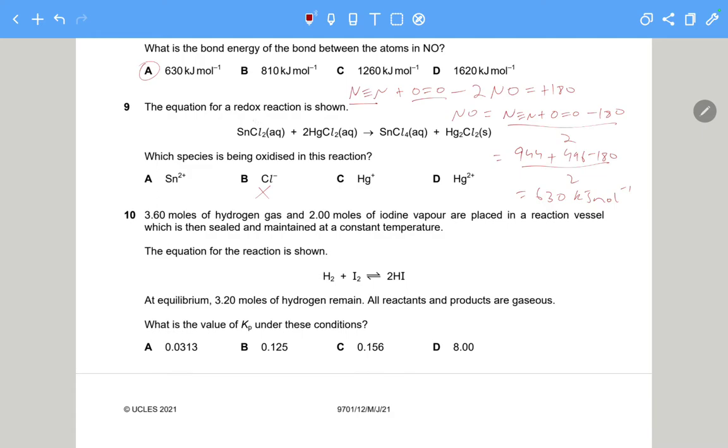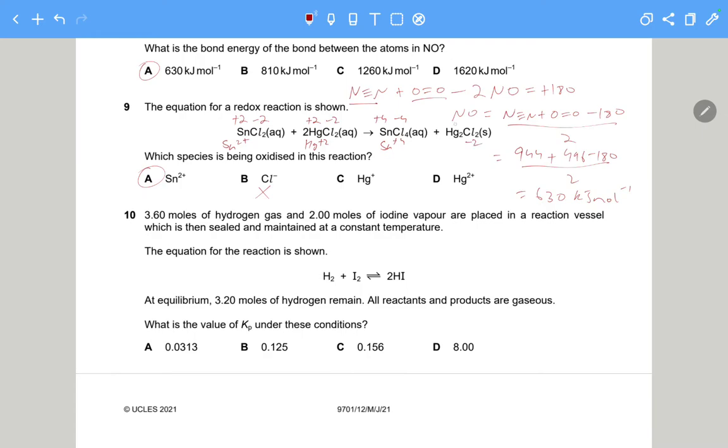So minus 1 for one chlorine, so minus 2 for total 2 chlorines, and plus 2 for the tin. And that means on the left-hand side, we have Sn2+, and then minus 2 for 2 chlorines, plus 2 for Hg, so on the right-hand side we have Hg2+, and then SnCl4, minus 1 into 4 is minus 4, and that gives us Sn4+. That automatically gives us the answer as Sn2+, because Sn2+ is being oxidized to Sn4+, but for good practice, we will check what's happening to mercury.